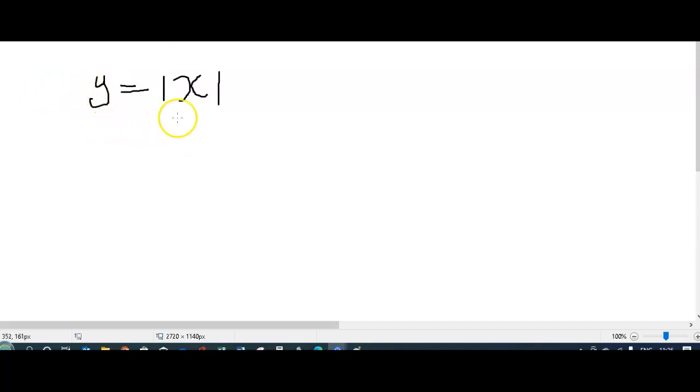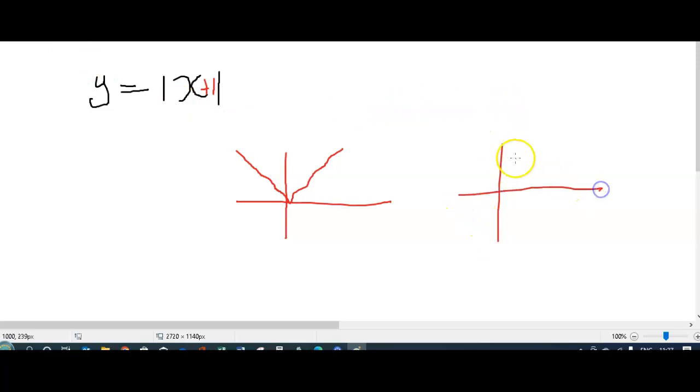So let's say we have y is equal to the absolute value of x, the graph. Now this graph will look something like this. It's 0 and goes like that. It's like a V shape. So this is absolute value. If you add 1, so it'll be the absolute value of x plus 1. The plus 1 means it's shifted to the left. So now the graph looks like this.